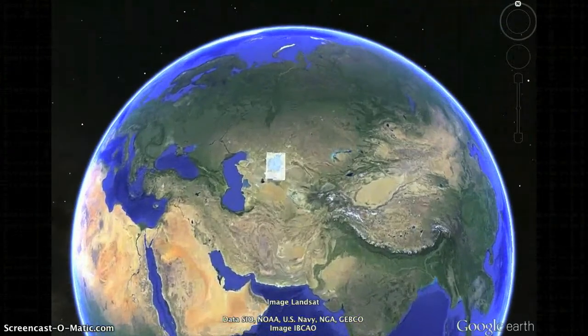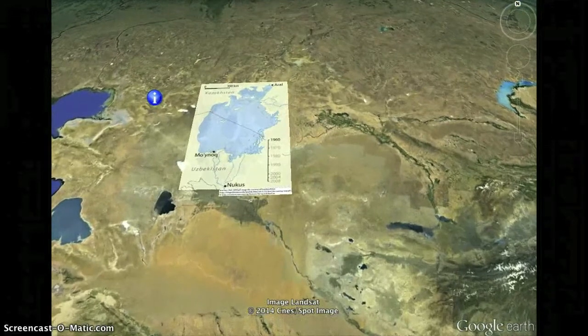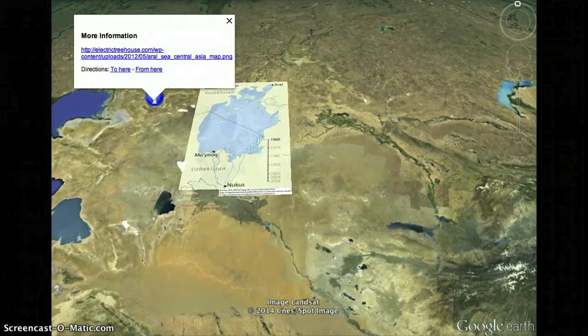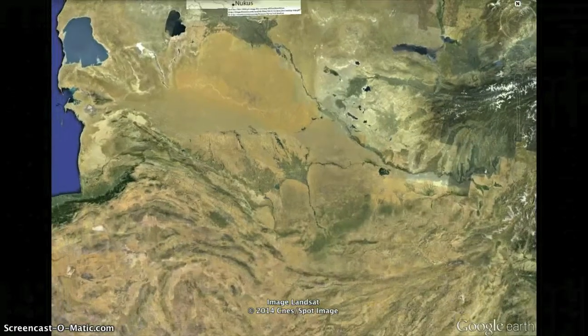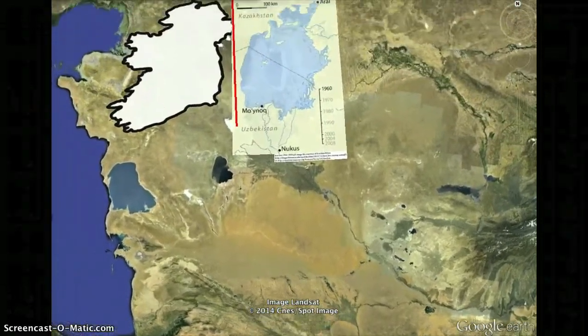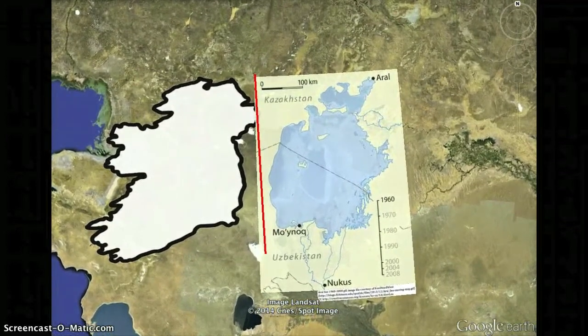We start by locating the Aral Sea in relationship to the globe. Click the information icon for a large base map. It is important to get the scale of the Aral Sea in order to appreciate it. This comparison with Northern Ireland and Ireland shows the Aral Sea to be 4/5 the size.